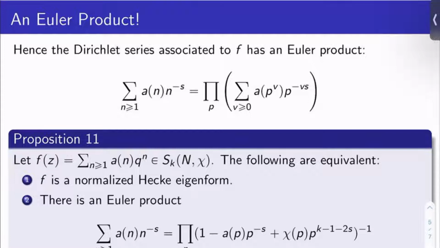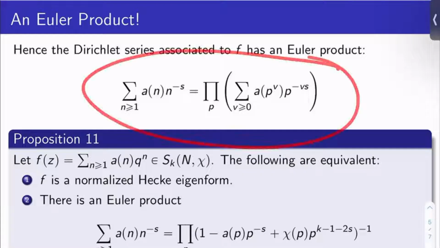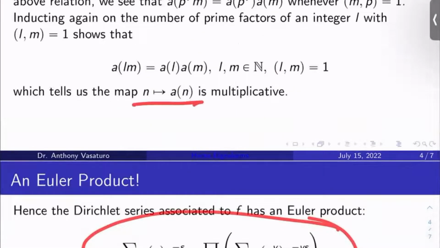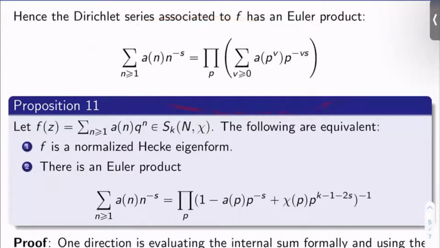the following. The sum over n at least 1 of a of n to the negative s, so the Dirichlet series associated to f, actually equals the product over primes p of the sum over v at least 0 of a of p to the v times p to the negative vs. This is an easy check given the fact that this function is multiplicative, so I'll let you do that as an exercise. In other words, this is a question that we've had long-standing for several videos now.